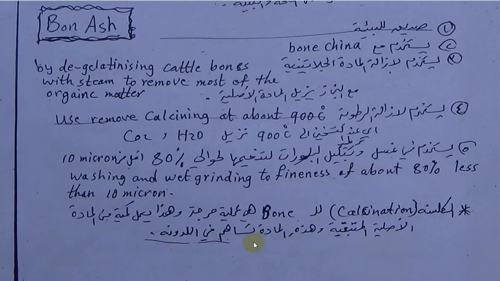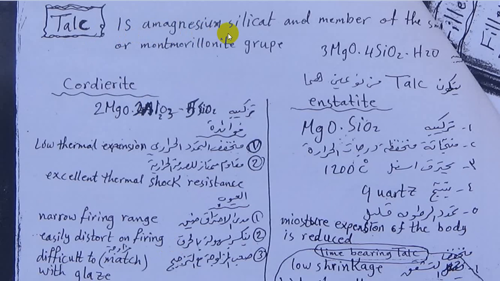This special article will contribute to plasticity, as well as all over exactly here. Talc is magnesium silicate and a member of the smectite or the monomerite groups.